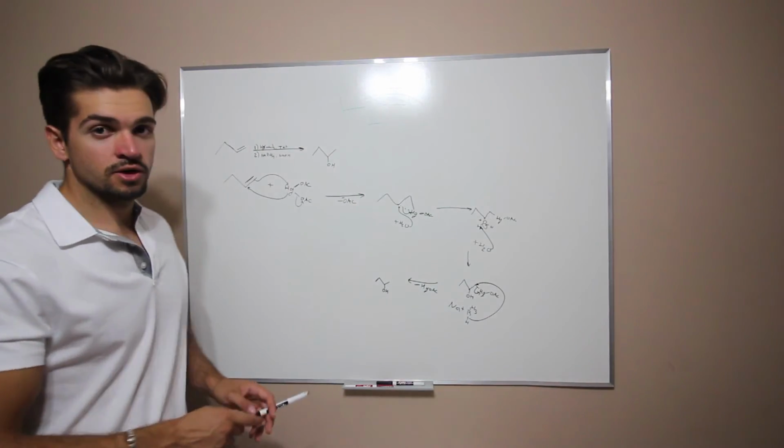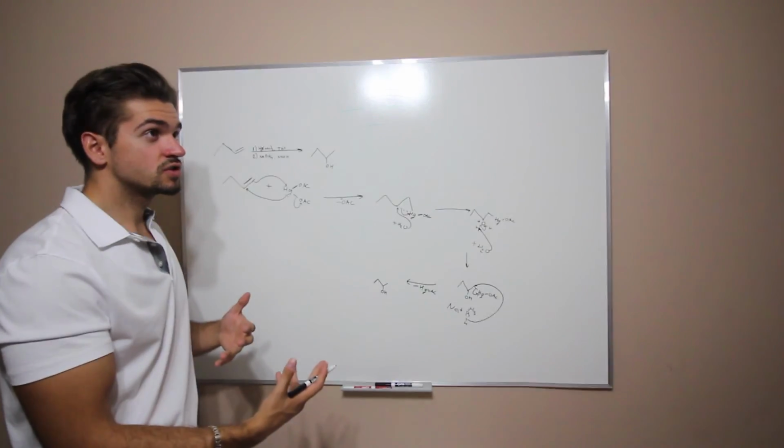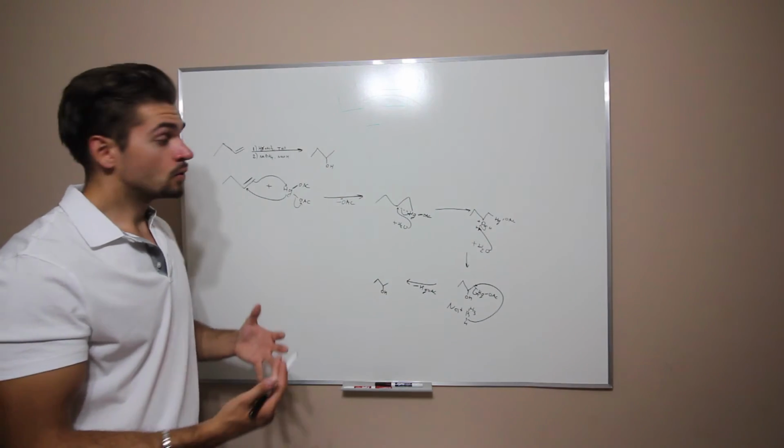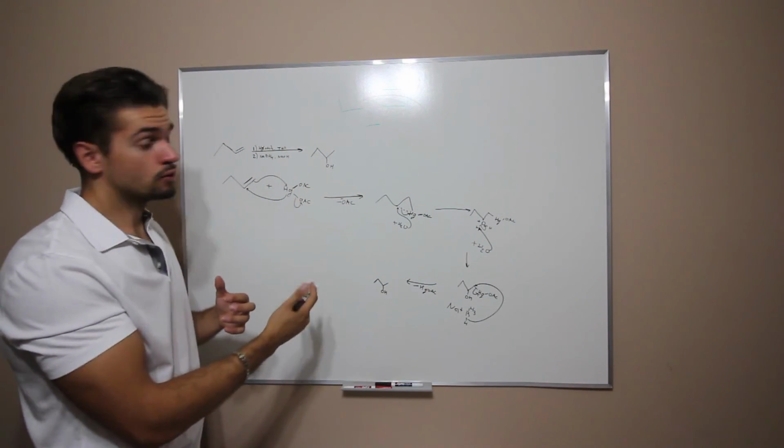So this was the oxymercuration reaction. There was Markovnikov addition. This opposes the hydroboration reaction, which adds the alcohol on the anti-Markovnikov, or the less substituted carbon.